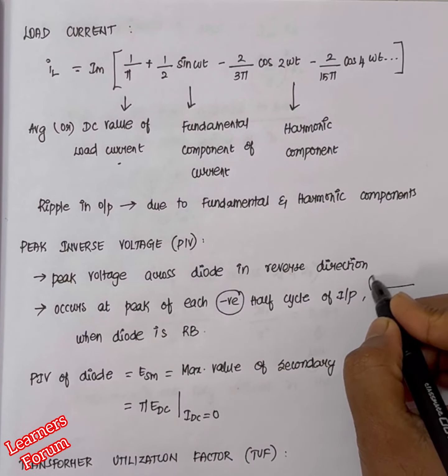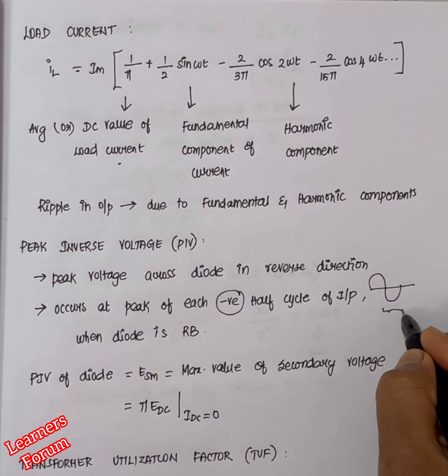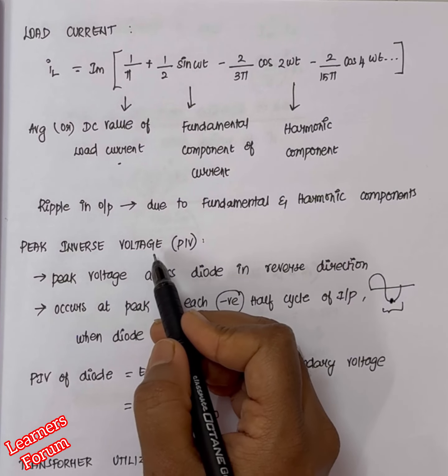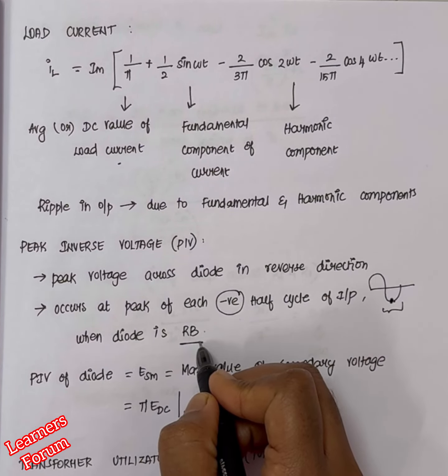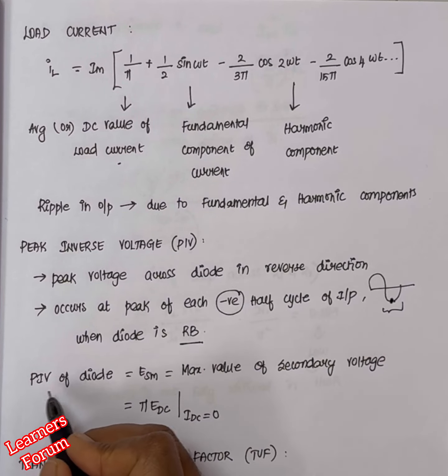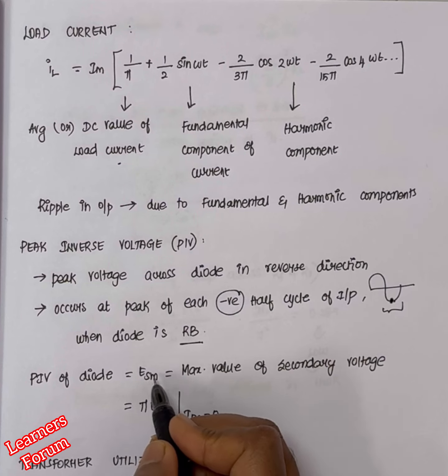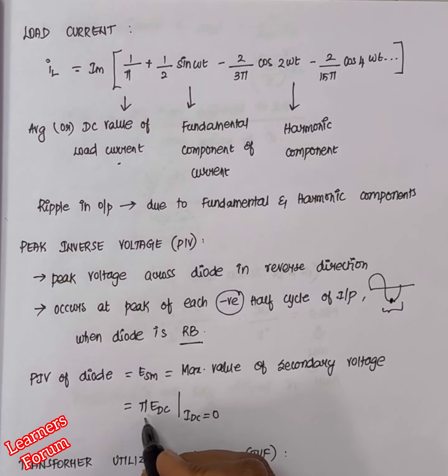So when we have a waveform in this way, this half represents the negative half cycle of the input. So whenever there is a peak value in the negative half cycle of the input, we will get a corresponding peak voltage with respect to this input, which is called this peak inverse voltage. So this happens only when the diode is in reverse biased condition. So peak inverse voltage of the diode is nothing but the maximum value of secondary voltage, which is ESM. Which can be represented as pi into EDC under the IDC value is 0 condition.